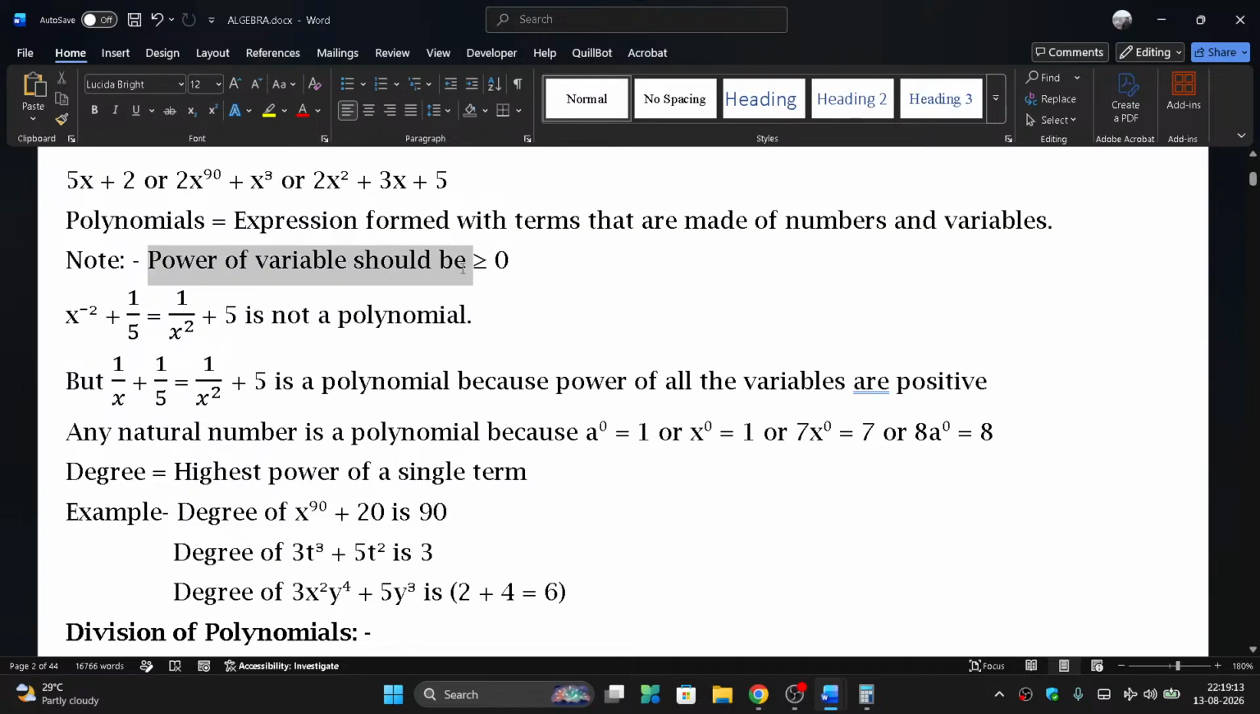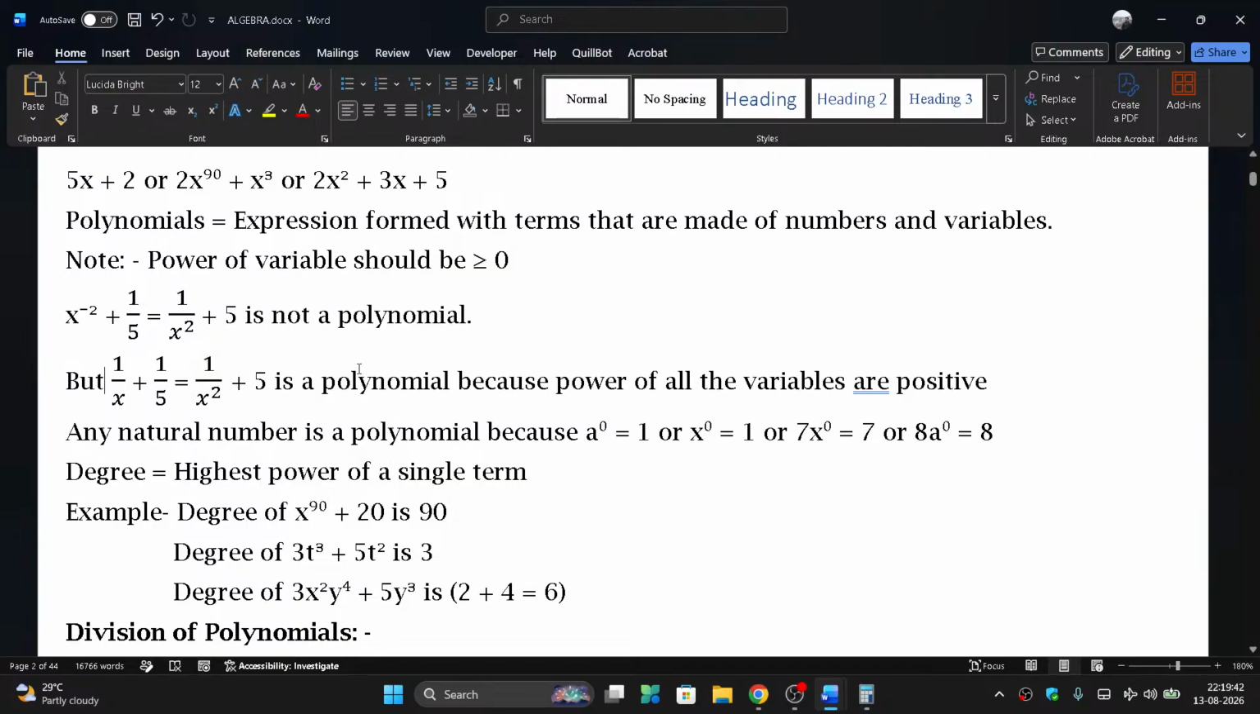The power of a variable should always be greater than 0, because a power of negative 1 is like 1 by x. If we write something like x to the power negative 2, then the original expression is 1 by x square, to be honest. And it cannot be a polynomial. If the expression is x to the power minus 2, it cannot be a polynomial. But if the expression is written like this, 1 minus x square, then it's a polynomial.